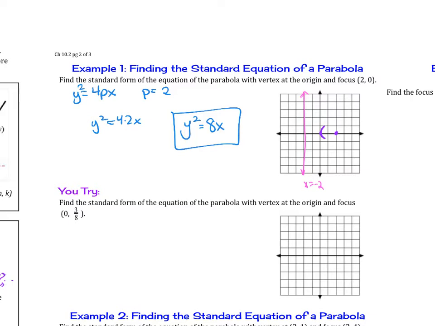Find the standard form of the equation of the parabola with the vertex at the origin, and focus at (0, 3/8). If you try this out, the vertex is at the origin and the focus is at (0, 3/8), so we know our parabola is opening this way. We notice our p value is going to be 3/8, and we plug it into x squared equals 4py. So this is x squared equals 4 times 3/8 times y. We can reduce, so the equation is x squared equals 3/2 y.